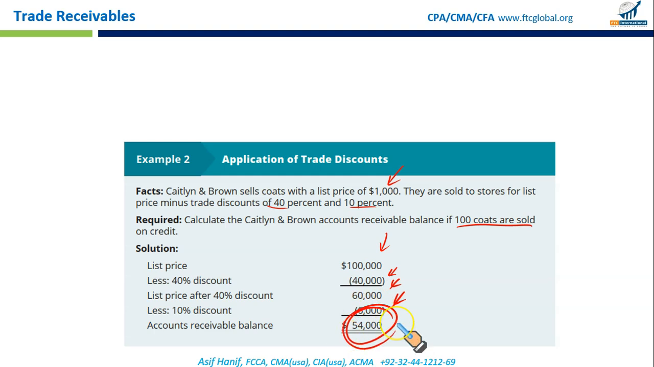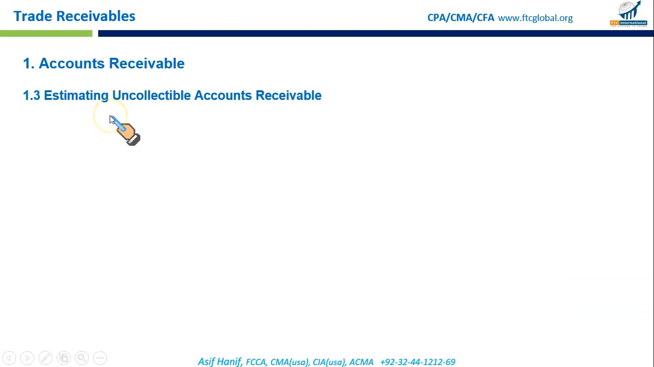That's the net figure for your account receivable. And that's exactly what we discussed a little while ago: estimating uncollectible accounts receivable. Okay.